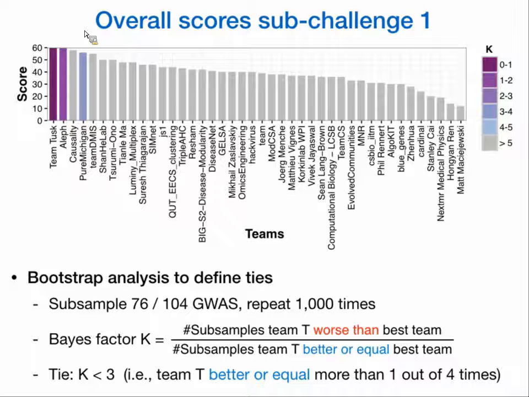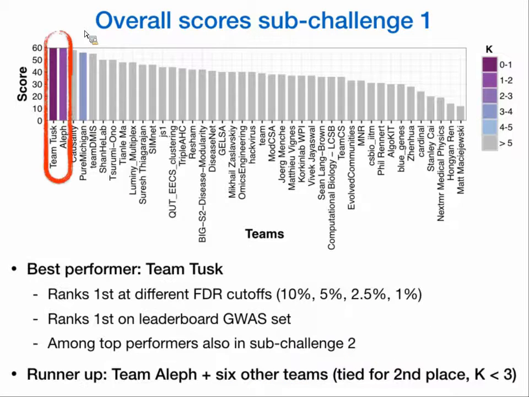And you see here in purple, these are basically the ties. But when we looked at other FDR cutoffs, this shows the results at 5%, we actually found here it looks quite close. But if you look at different cutoffs, and also on the leaderboard GWAS set, we see actually a clear best performer. It was this team Tusk, which had the most robust performance.